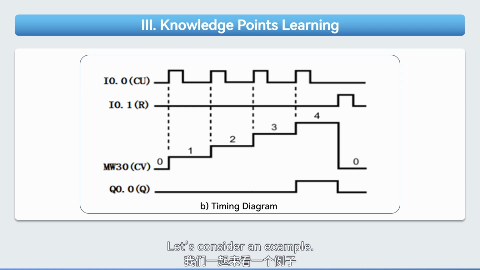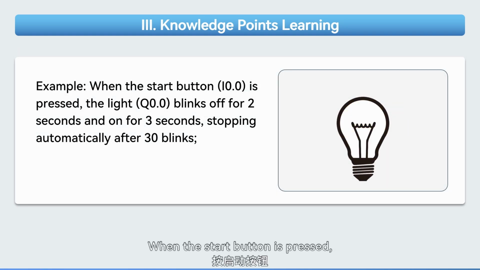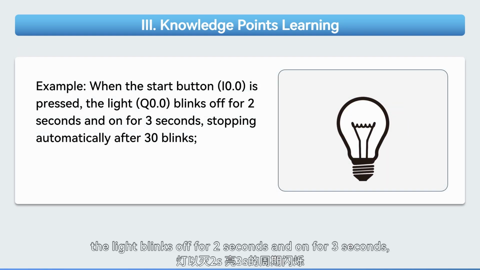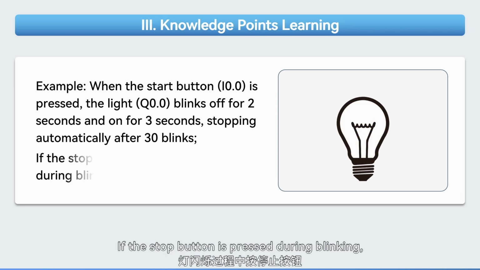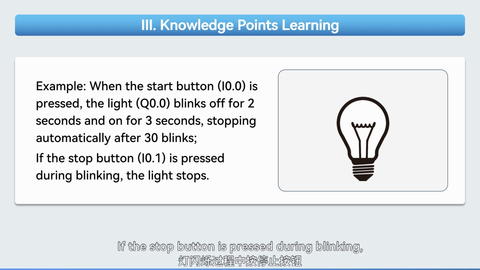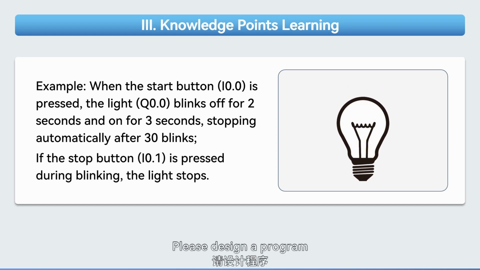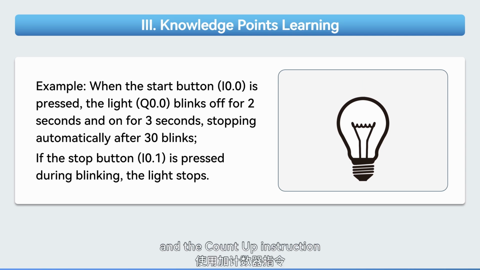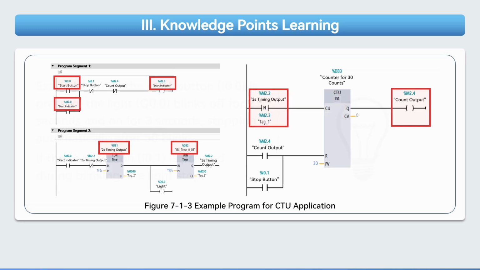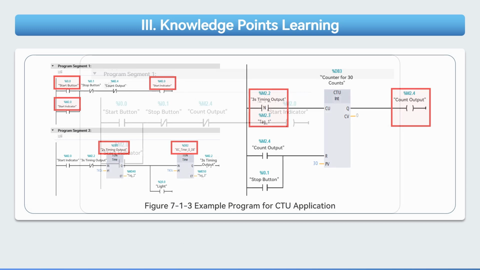Let's consider an example. When the start button is pressed, the light blinks off for 2 seconds and on for 3 seconds, stopping automatically after 30 blinks. If the stop button is pressed during blinking, the light stops. Please design a program to meet the control requirements. We can implement this using timer instructions for the lights on, off blinking and the count up instruction to track the number of blinks. The designed ladder diagram is shown in Figure 7.1.3.